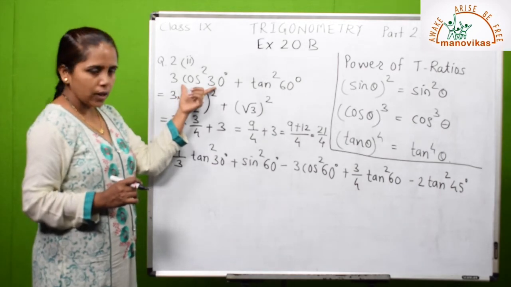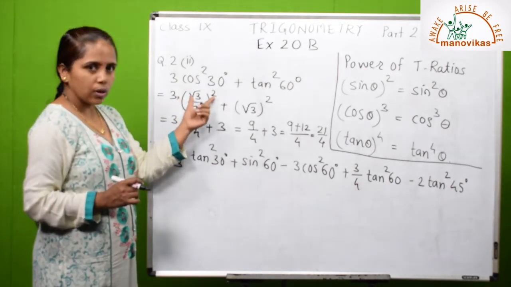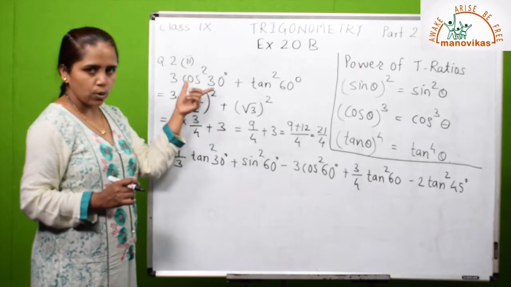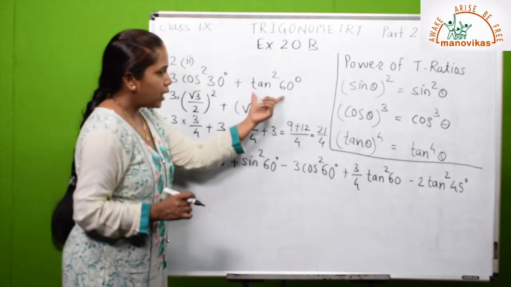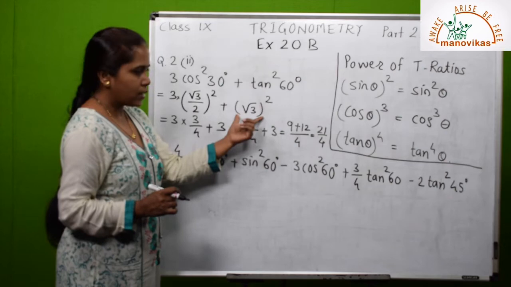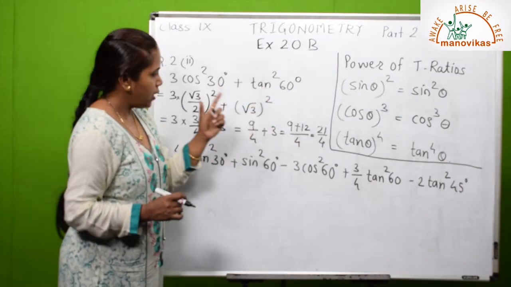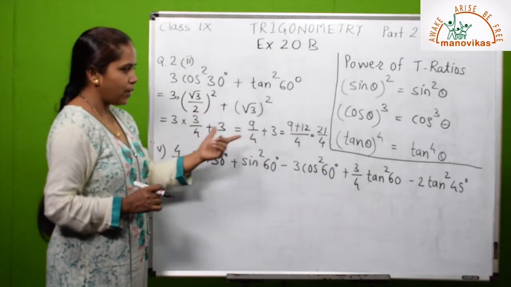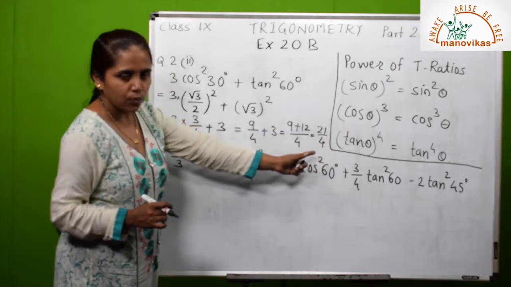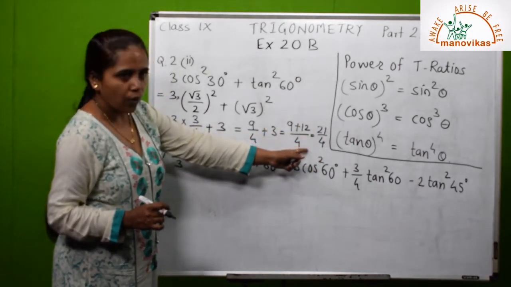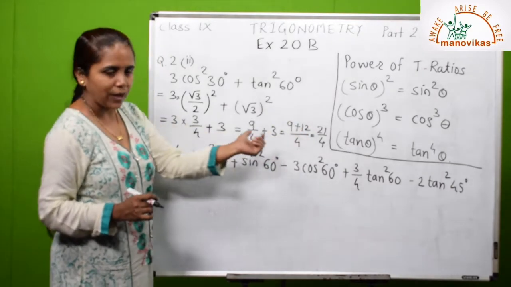Substitute the cos 30 value as root 3 by 2 and then take the square because it is cos square 30. In the same way for tan square 60, the tan 60 value is root 3, squared. Substitute the values and simplify, you get 21 by 4, or you can write this as 5 1 by 4 in mixed fraction.